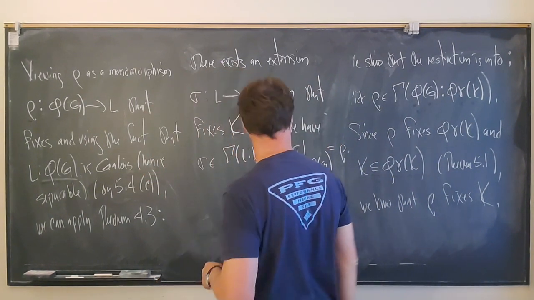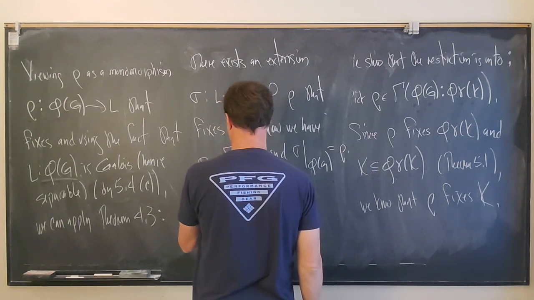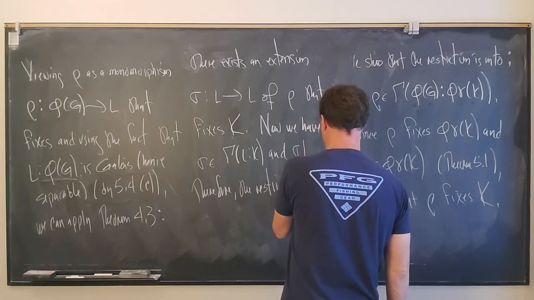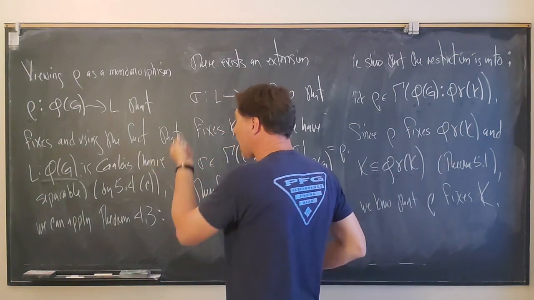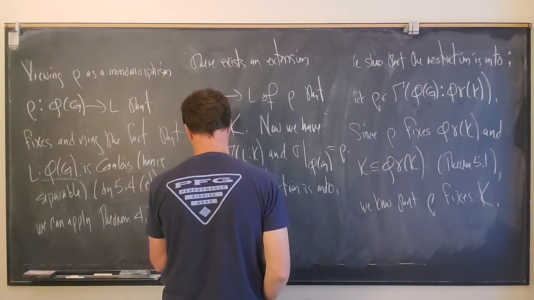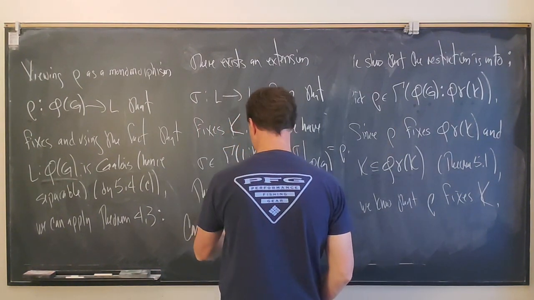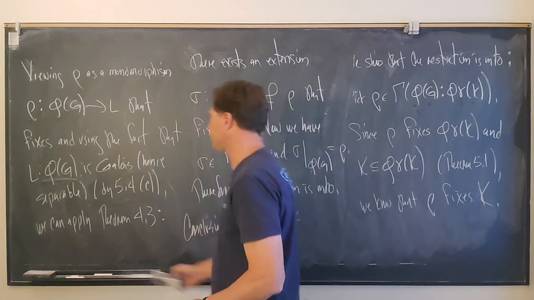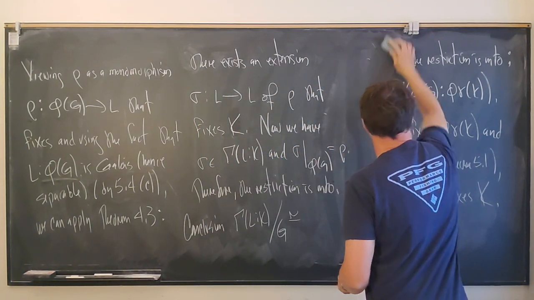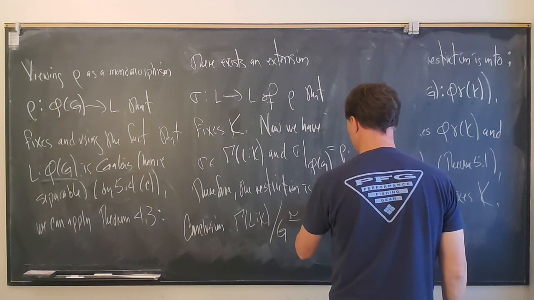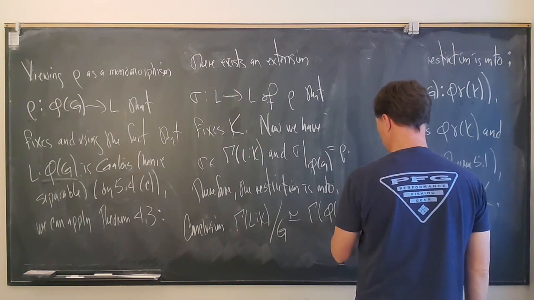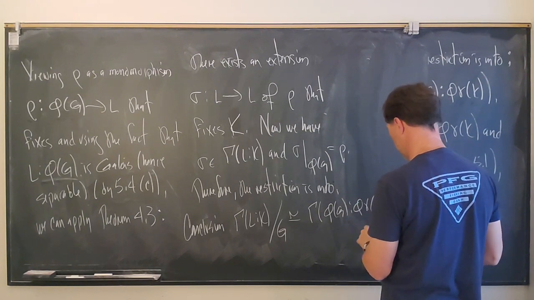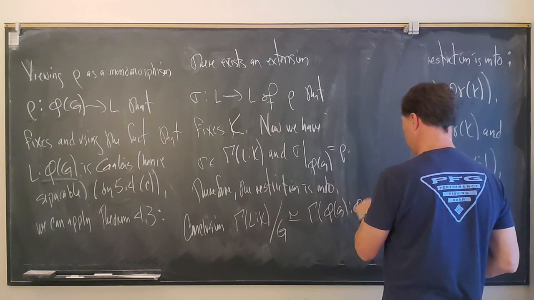Okay. And so what that tells us is, therefore, the restriction is onto. Okay, so now applying the first isomorphism theorem, the conclusion is that gamma of L over K mod G is isomorphic to the image, and the image is exactly gamma of phi of G over phi gamma of K.